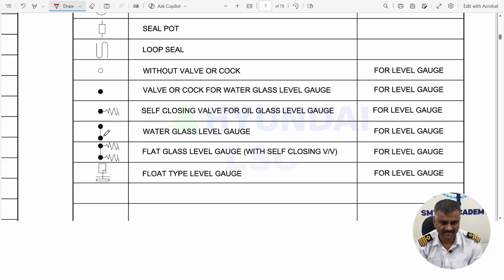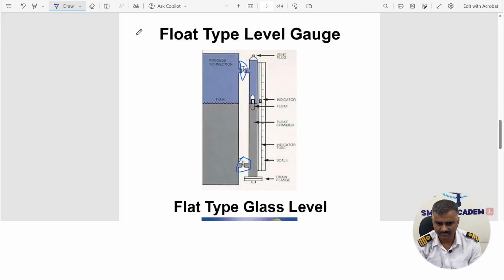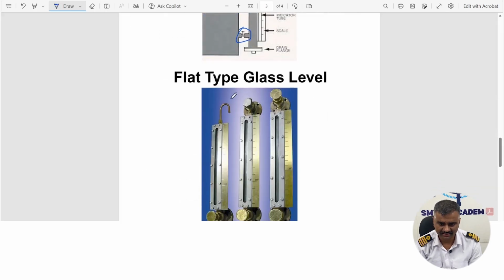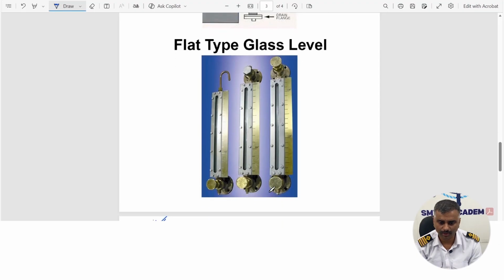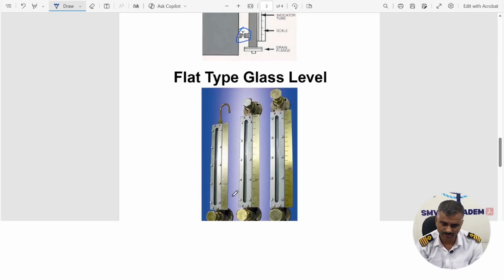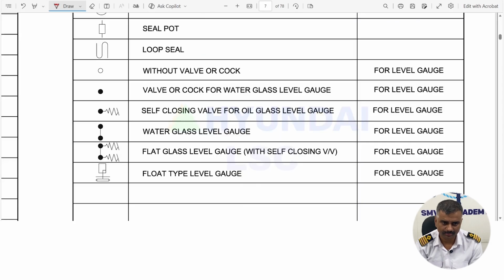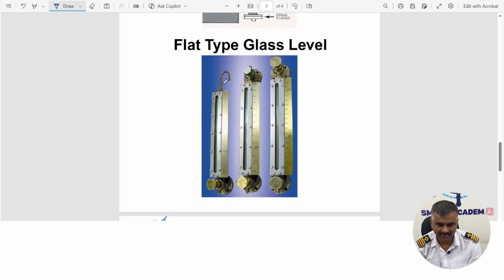A water glass level gauge will have this type of indication, where we have to see the water level. This one is for the gauge glass in boilers. In the boiler this kind of gauge glass is used, and you will have the level indicators of this. You will have these two valves on the top, the water level gauge glass valves. If it is fitted with flat type level gauges, they are these ones. These are flat type level gauges.